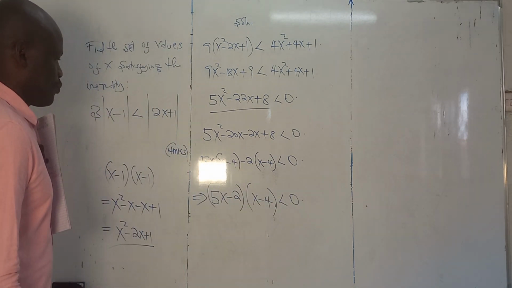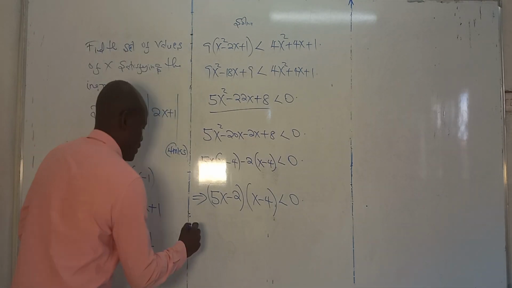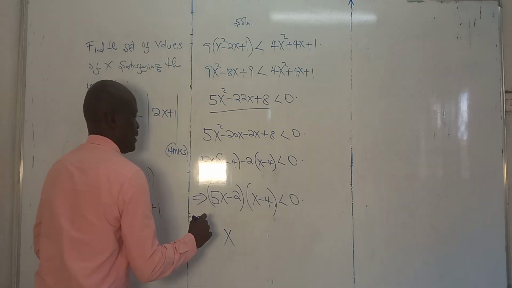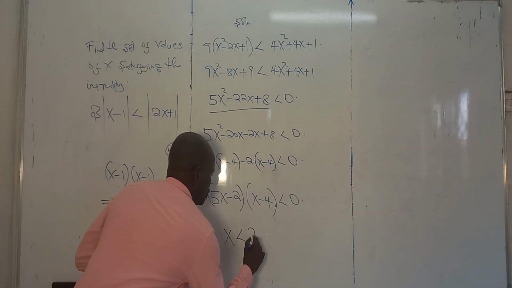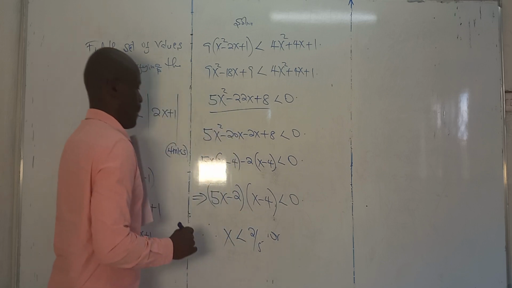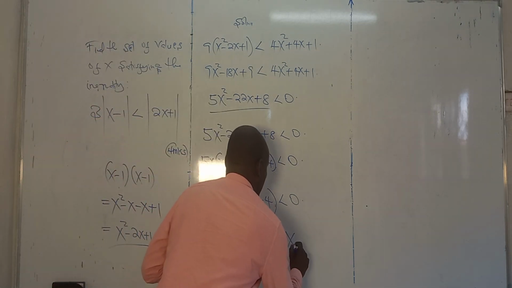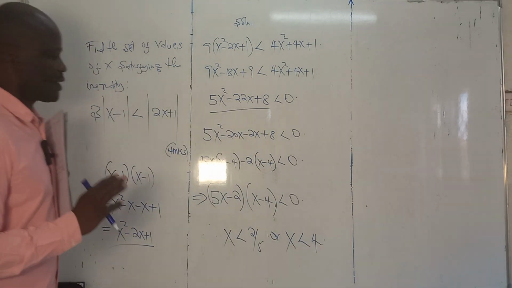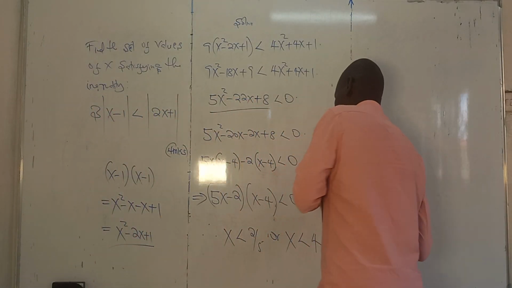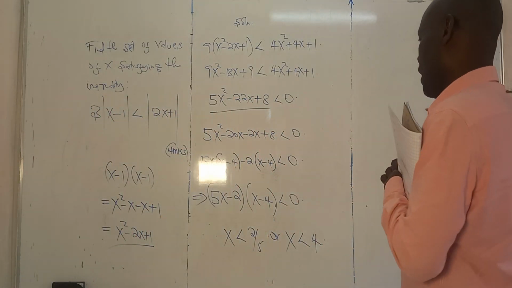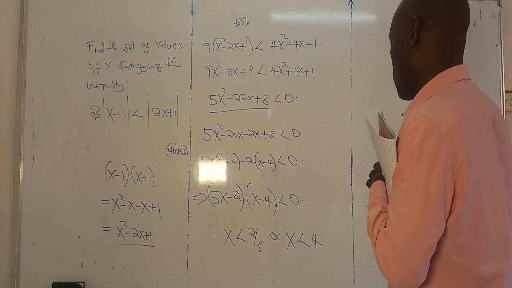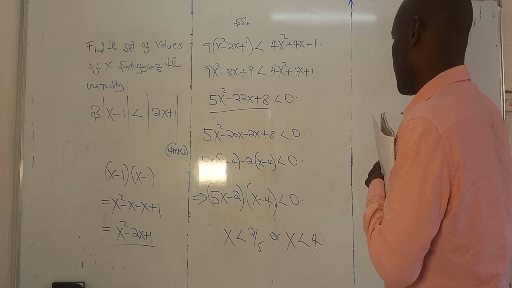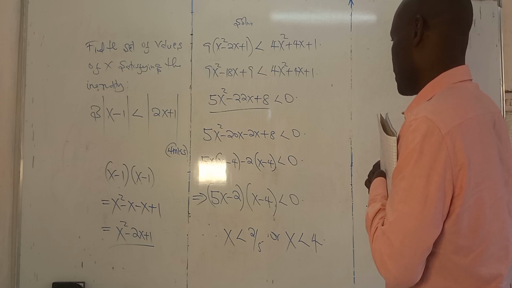And so what I end up with is, it then means, therefore, x is less than 2 over 5 or x is less than 4. Now, that being so, let's try to draw this and see what the values we are going to get.